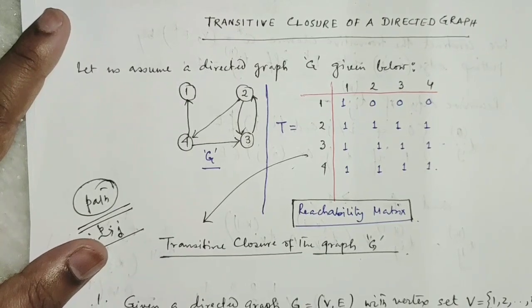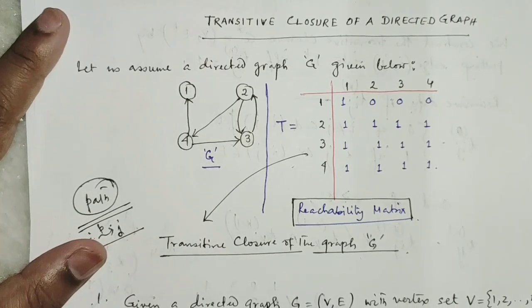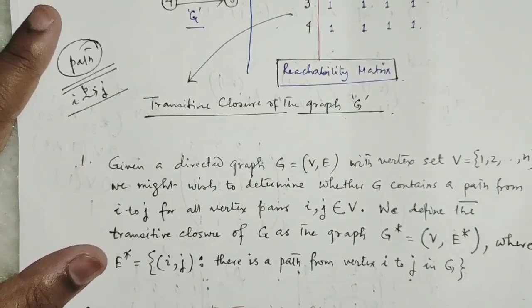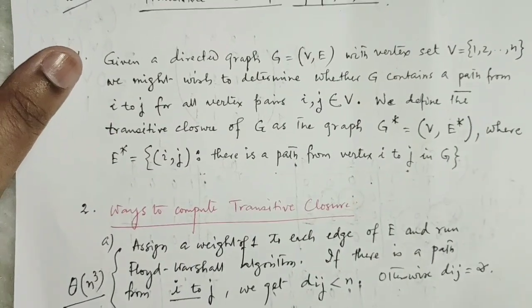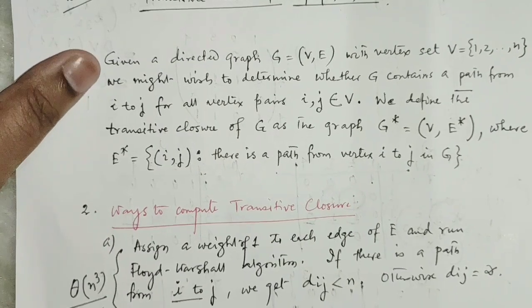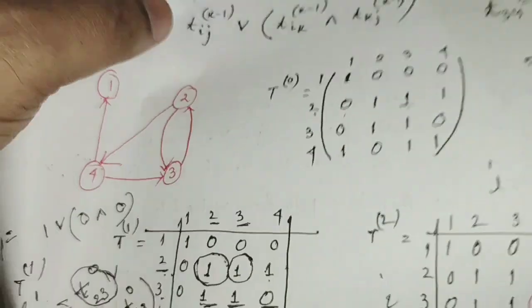You will calculate the reachability matrix and be ready to give the answer. This is the answer of the transitive closure. But my request is to go through the ways to compute transitive closure at least once, so that you can identify and know the logic behind computing the transitive closure. So my advice is to go through the algorithms also.